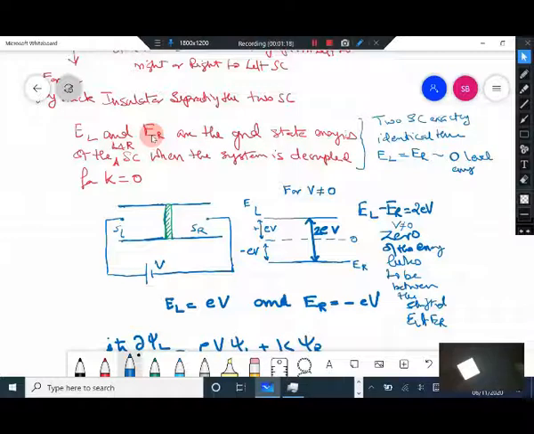Now when you apply a voltage to these two superconductors, naturally you have Cooper pairs inside the system, which are finally electrons. So when you apply a voltage to the system, the energy levels will shift. The ground state energy level on one side moves up by eV, and the energy level on the other side moves down by eV with respect to the zero energy level. When the voltage was zero, E_L and E_R were both at the zero level.